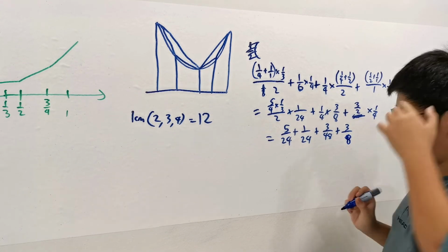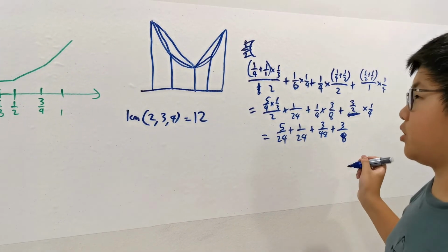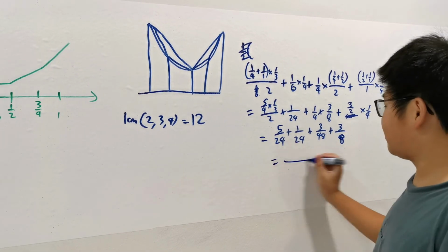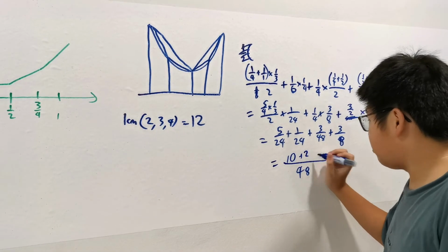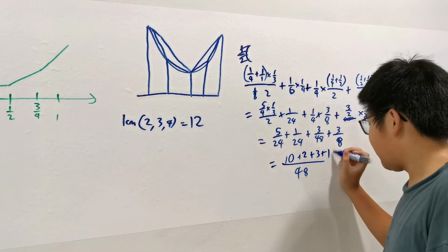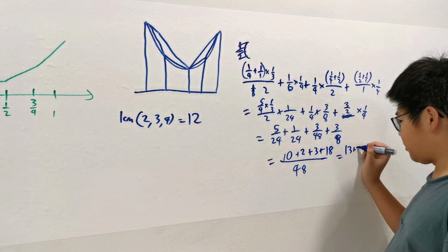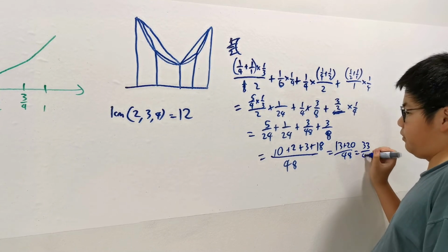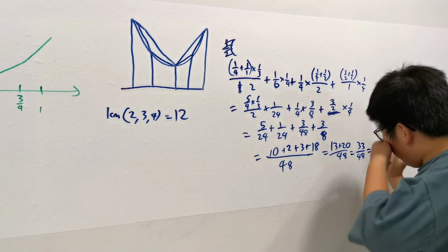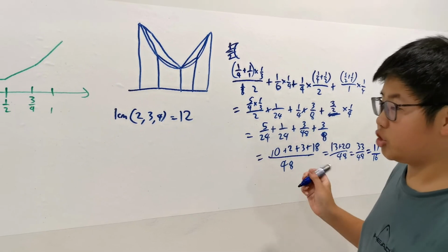3/8. Now the quickest way to think about this is that since our brains are not well used to do fractions, we think of it as parts of 48. So 5/24 is 10 parts of 48 plus 2 parts plus 3 parts plus 18 parts. And then if you add them all up, you get 13 plus 20/48 equals 33/48, which equals 11/16. Yeah, I hope you really enjoyed it.